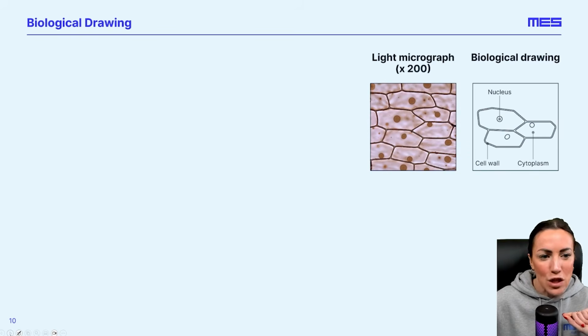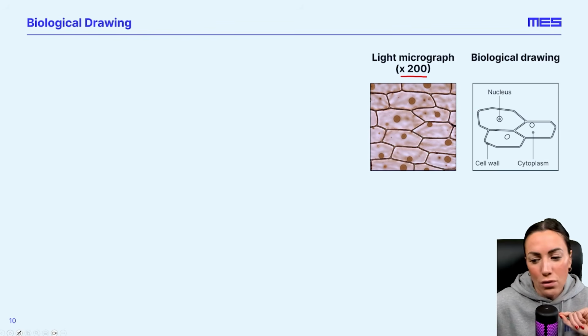You might have to do a biological drawing with this practical. So here is an image that was seen under a light microscope, and you can see the magnification, the total magnification used was ×200. You can see the cell walls, you can see the nuclei, they've been stained orange with iodine, you can't see much else. And here next to it, we have a very good biological drawing.